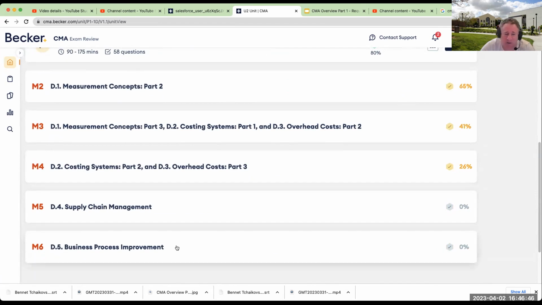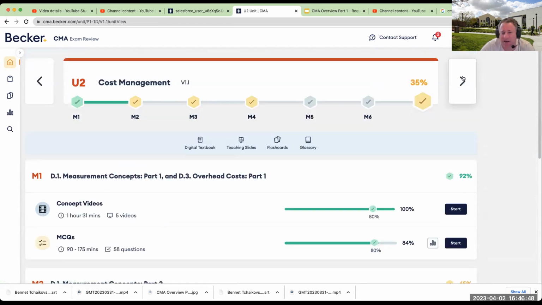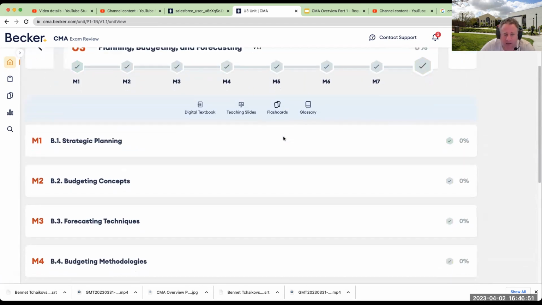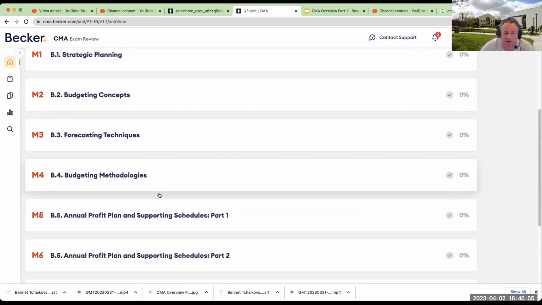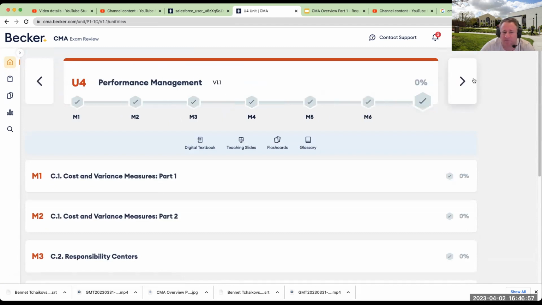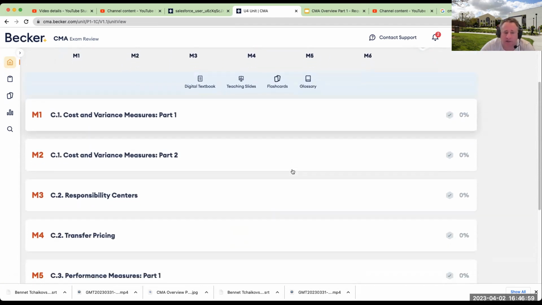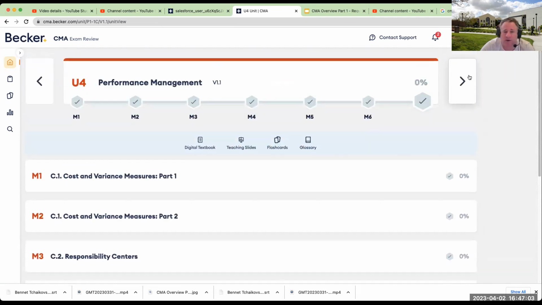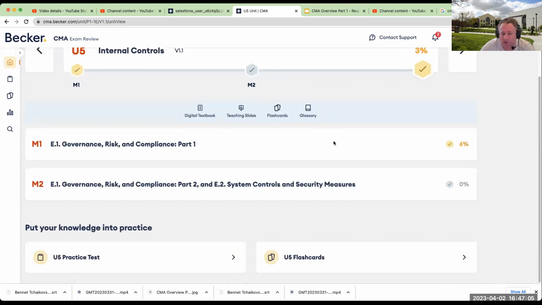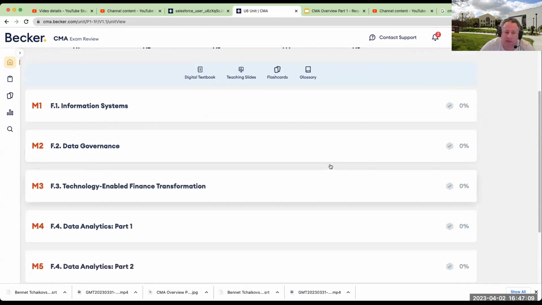Supply chain management and business process management, I'll probably have to spend some time looking at those videos. Strategic planning, budgeting concepts, these other parts over here. Again, I just have to go through and look at these cost and variance measures, responsibility centers. So I have a lot more to go through and do, but I feel as though I'm making progress.